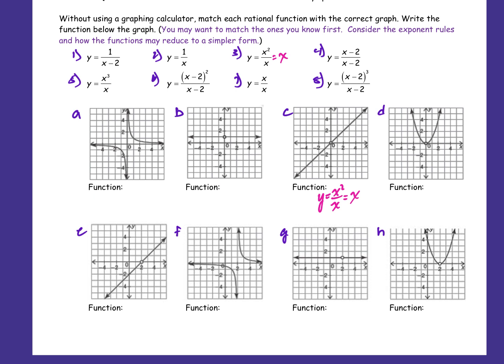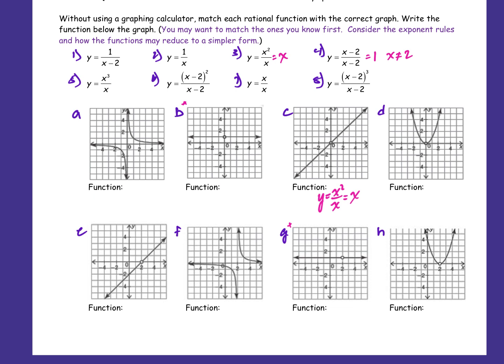So number 4, first of all, I know I can simplify this to 1, okay? Also, x cannot equal 2, right? Because I can't have a 2 in my denominator to make it 0, right? So it's going to be y equals 1. Well, I have 2 graphs at that choice. I can either choose B, or I could choose G, right? That's the graph of y equals 1.